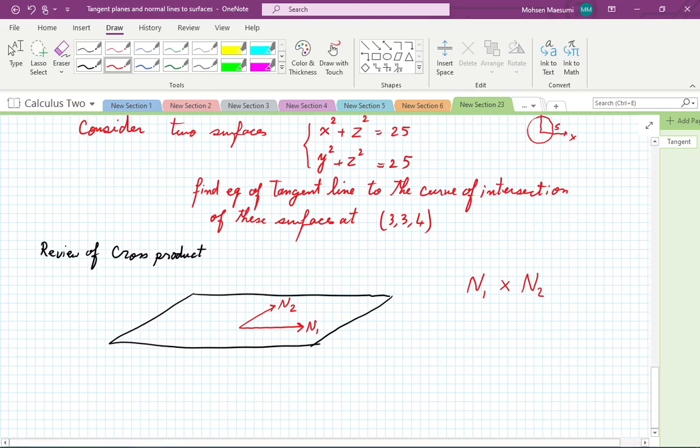The cross product of two vectors is a vector. First of all, this is a vector. Let's call it L. We want to describe what L looks like. Here's property number one. L is perpendicular to the plane that contains these two, perpendicular to both of these things. So it's going to look something like this. So this is L. L is perpendicular to both n1 and n2, and therefore to the plane.